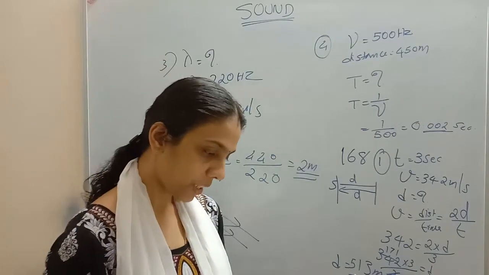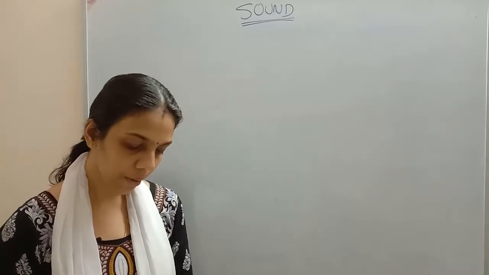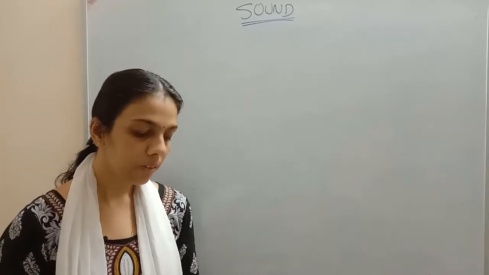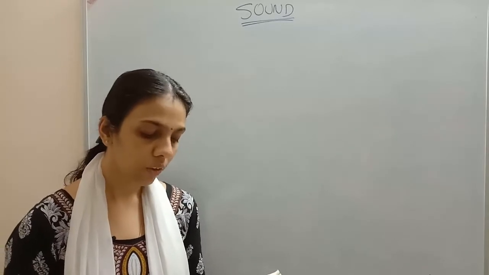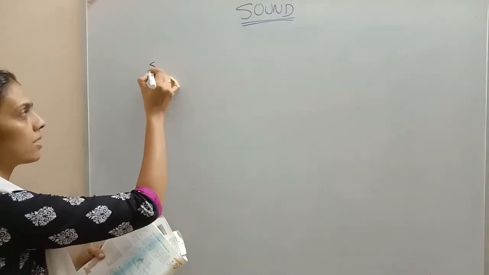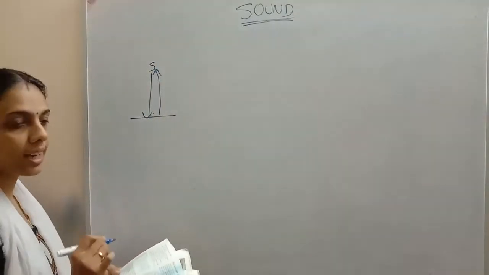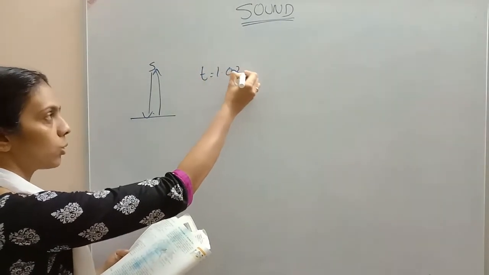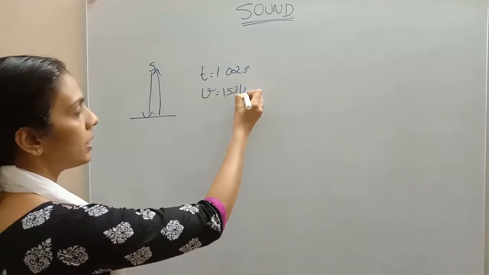So next is a numerical. A submarine emits a sonar pulse which returns from an underwater cliff in 1.02 seconds. If the speed of sound in salt water is 1531 meter per second, how far away is the cliff? The submarine is giving a sonar pulse. It reaches the cliff and comes back, just like an echo. Here the time required is 1.02 seconds and speed is 1531 meter per second.